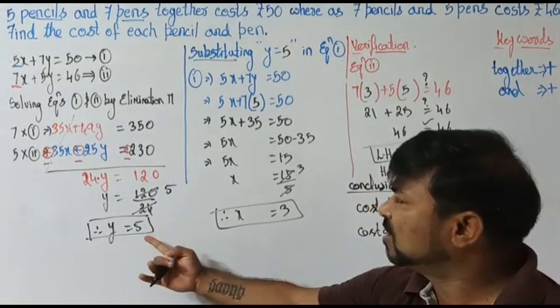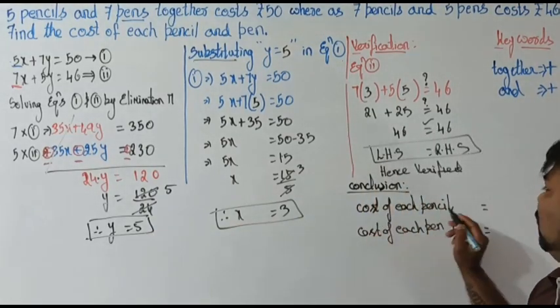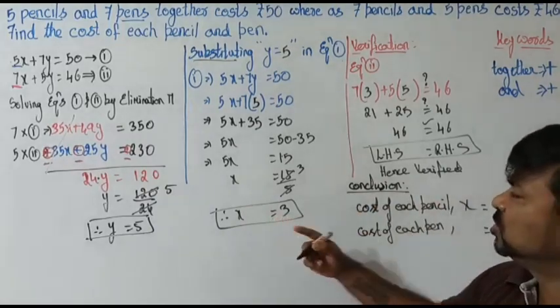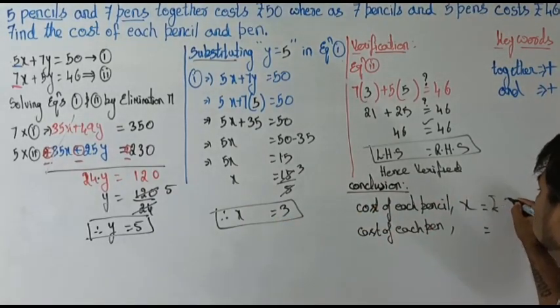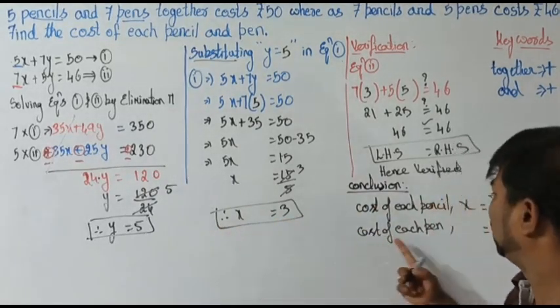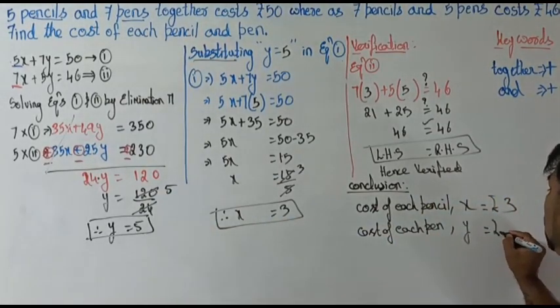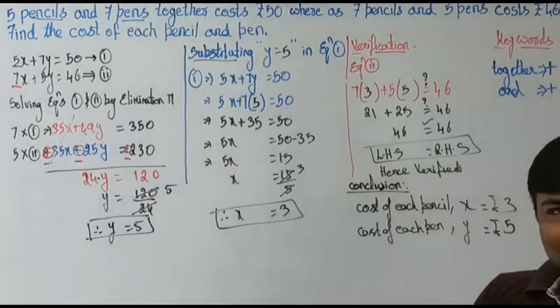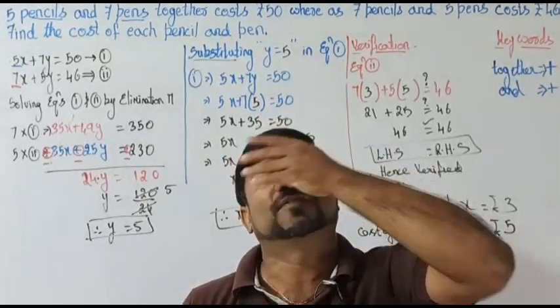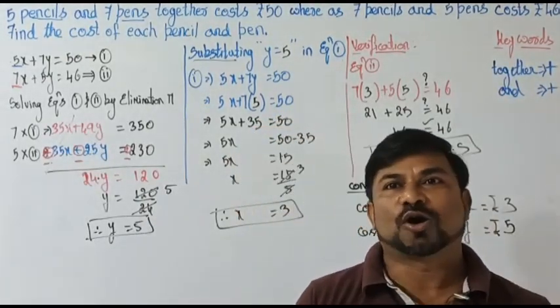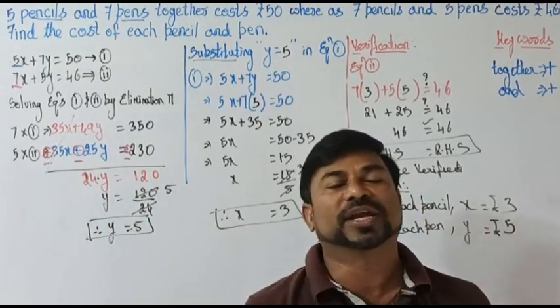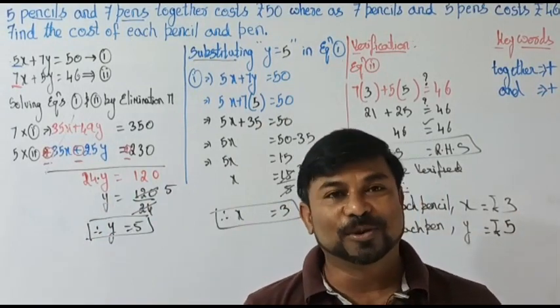After verifying, what is x? The cost of each pencil, x, is rupees 3, and the cost of each pen, y, is rupees 5. So the formula I have given for solving the cost of a combination of products is very important. Hope you are able to understand.